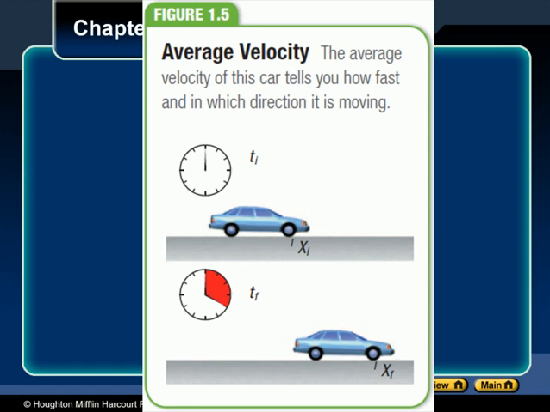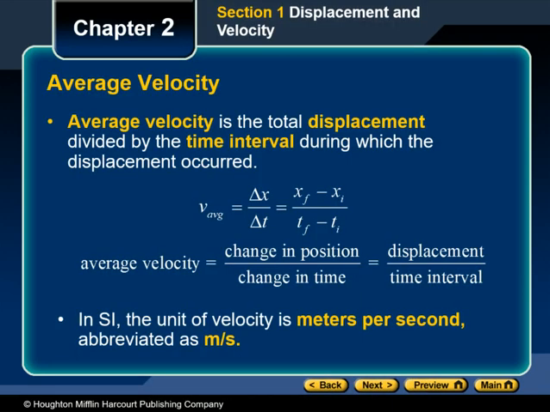The average velocity, v sub average, is defined as the displacement divided by the time interval during which the displacement occurred. In SI, the unit of velocity is meters per second, abbreviated m/s. The average velocity of an object can be positive or negative, depending on the sign of the displacement. The time interval will always be positive, however.